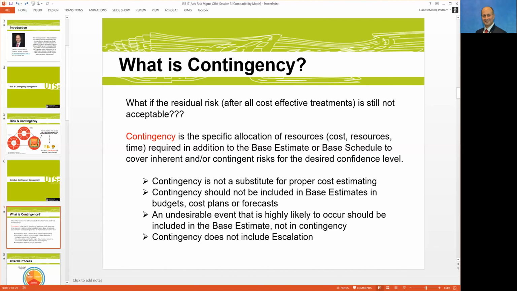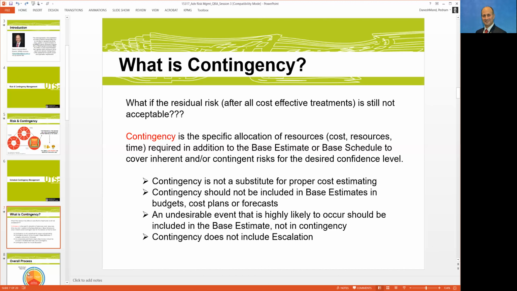A couple of notes that I would like to highlight before I continue. Contingency is not a replacement for a proper project cost estimation. You need to have a proper cost estimation; contingency is the next step. Contingency shouldn't be included in the base estimate, in the budget, cost plan, or forecast.